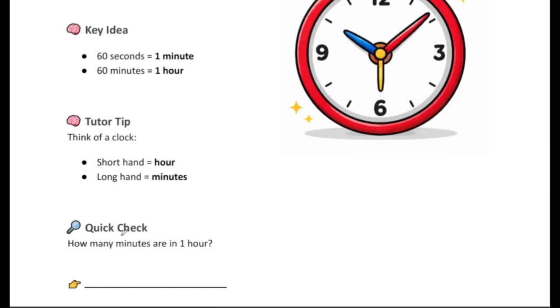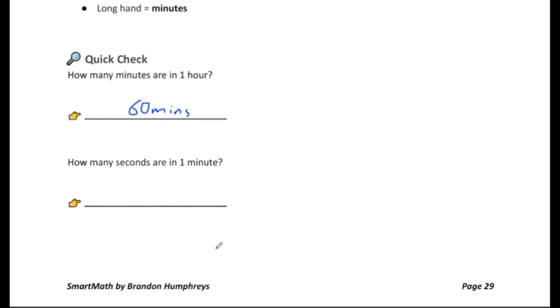So, how many minutes are in 1 hour? That's right, there's going to be 60 minutes in 1 hour. How many seconds are in 1 minute? That's right, 60 seconds in 1 minute.